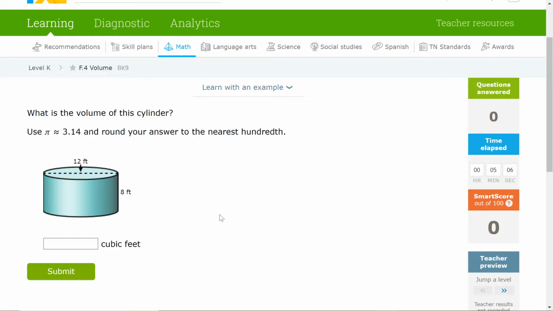Hi, I want to go over how to do volume on IXL. So if you've been working through the geometry folder on IXL, chances are you've come across this activity with volume. The most important thing is that you have a formula sheet in front of you so that you know the formula for all these different types of shapes.